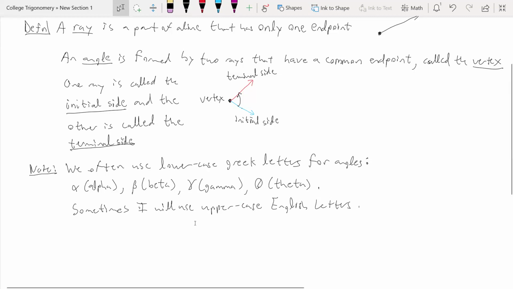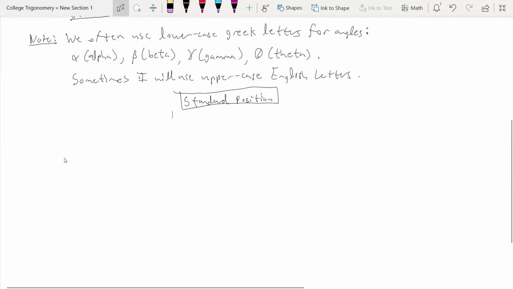So good. Now, next subheading here is on standard position, which is super important. I'm going to scroll it up to right here. Is that all right? Okay, so let's do some definitions here. Let's see how neat I can write this.